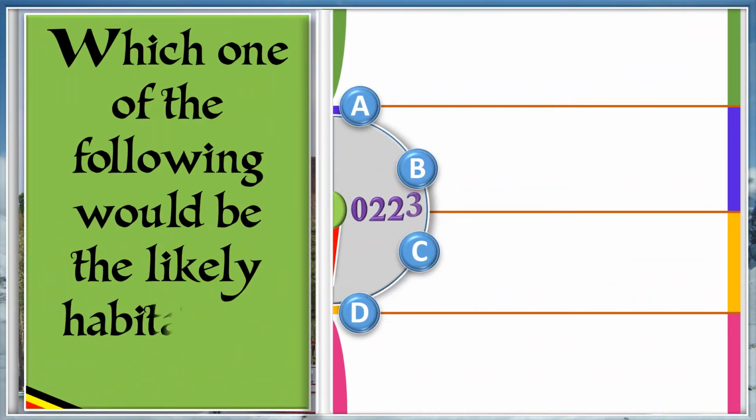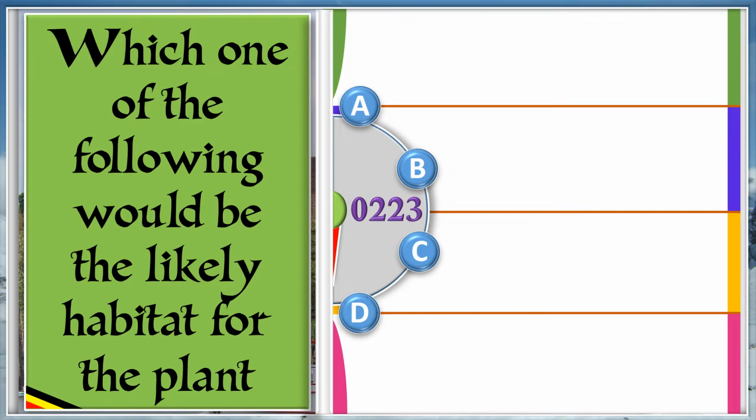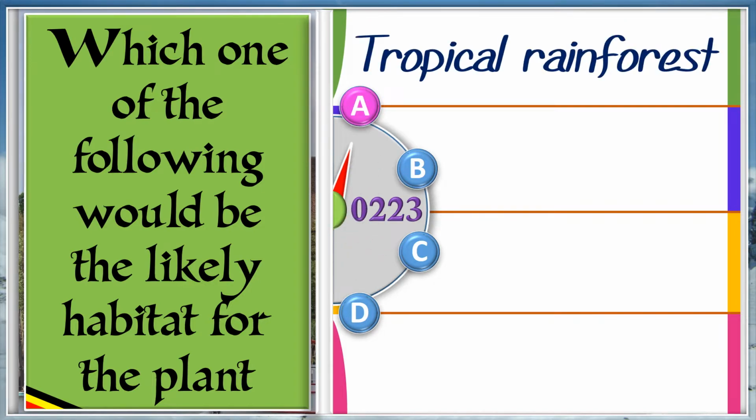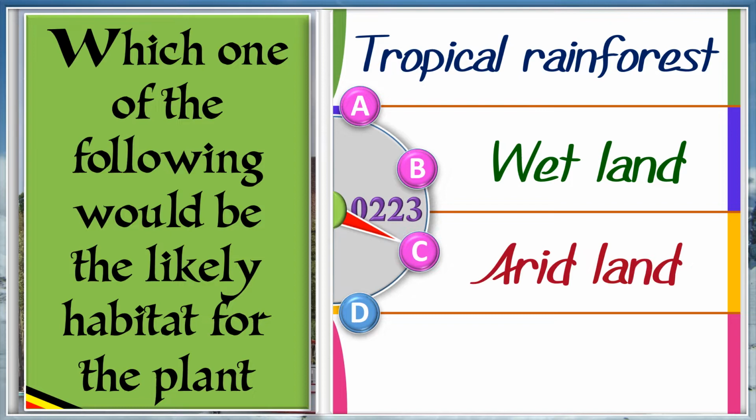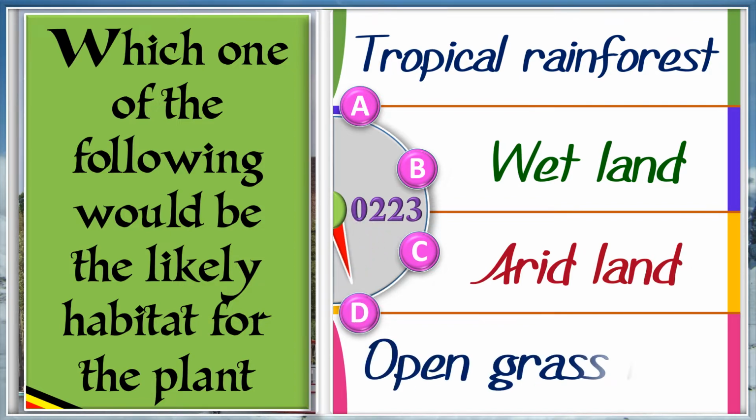Which one of the following would be the likely habitat for the plant? A. Tropical rainforests. B. Wetland. C. Arid land. D. Open grassland. And the answer is A. Tropical rainforests.